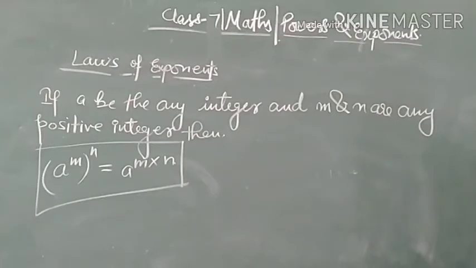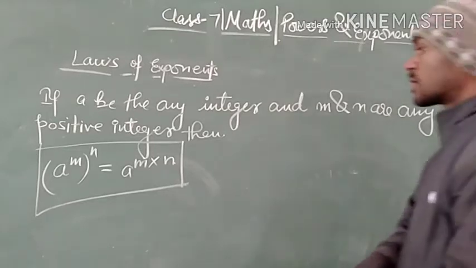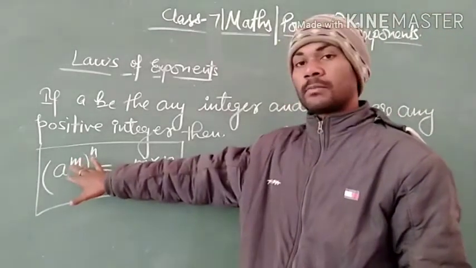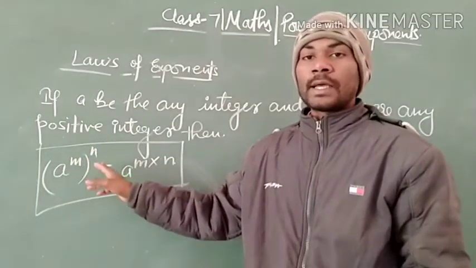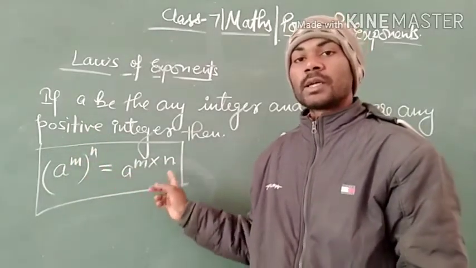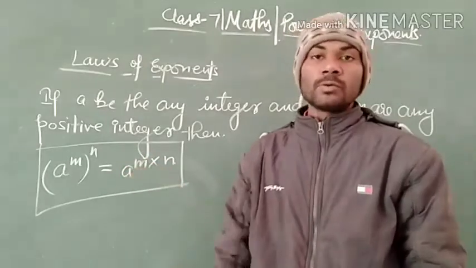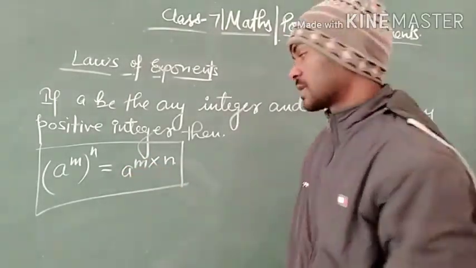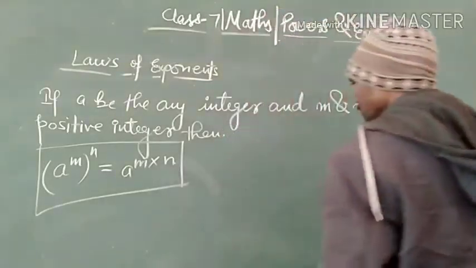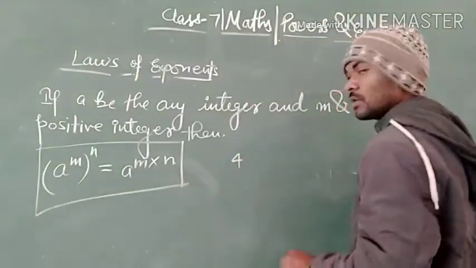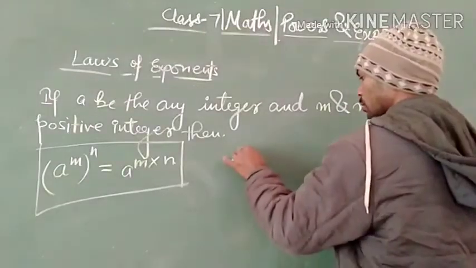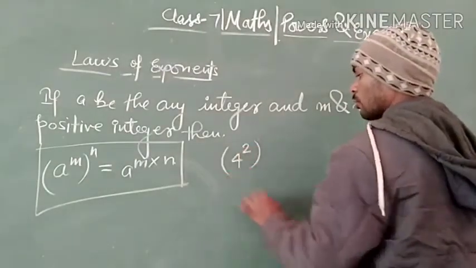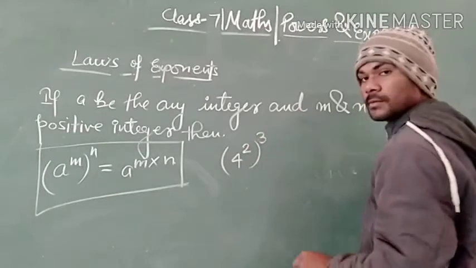For any integer a, if m and n are two positive integers, then a to the power m whole to the power n can be written as a to the power m into n. Now let us see it by an example. 4 to the power 2 and whole to the power 3.